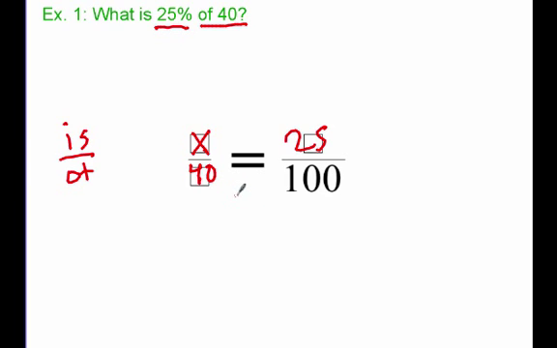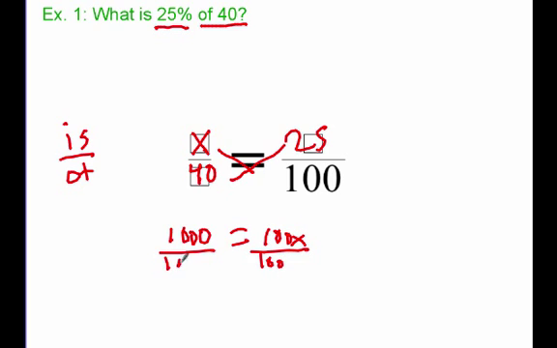So now I just need to cross multiply. X times 100, 100x. 40 times 25 is going to give me, well, 4 times 25 is 100, times 10 gives me 1,000. All right, so now I'm going to divide both sides by 100. I get 10 equals x.